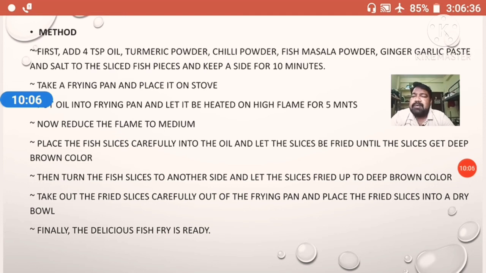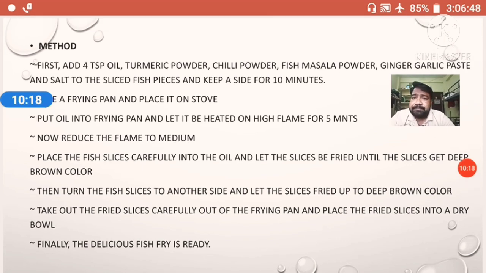Then what you have to do, you put one more mark there like this, or you can also make a dot. Then take a frying pan and place it on the stove. Then you put one more mark, meaning you are meticulously writing in a point-wise manner. So put oil into the frying pan and let it be heated on high flame for 5 minutes, and then again take one more point.